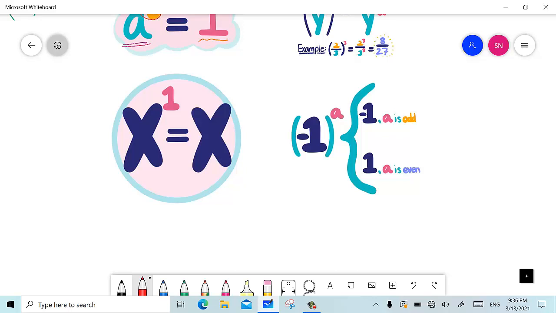We must also remember that when I have a variable that has no power on it, this means that this variable is raised to the power of 1. And even numbers. If I have, for example, 2, this means that it's 2 raised to the power of 1, but I don't write the power when it is 1.